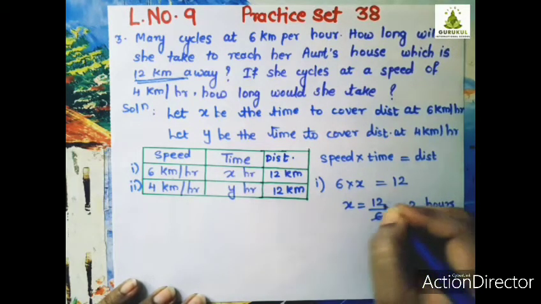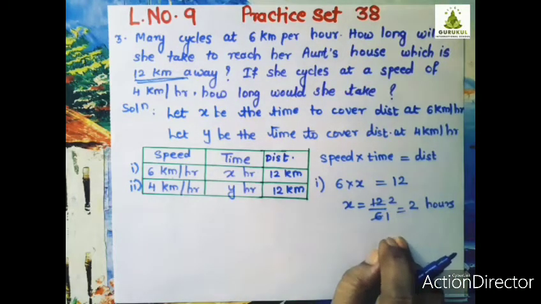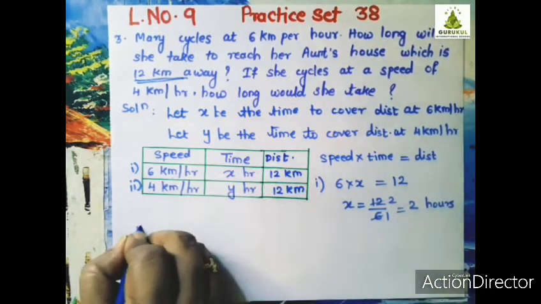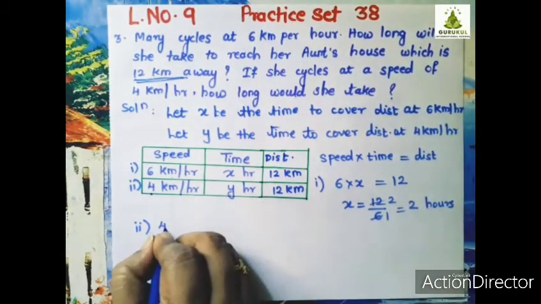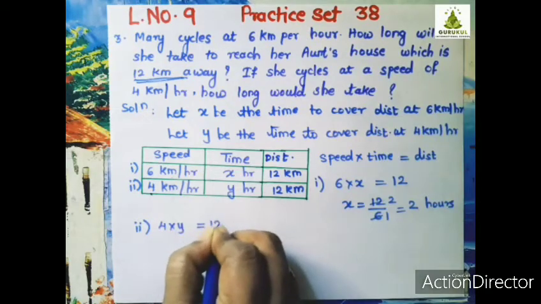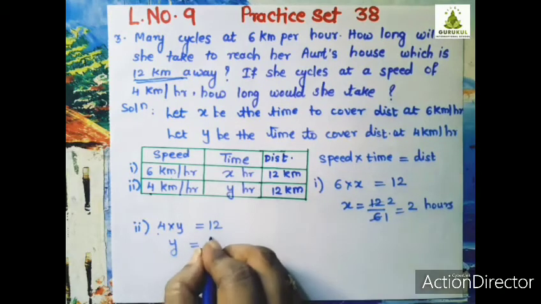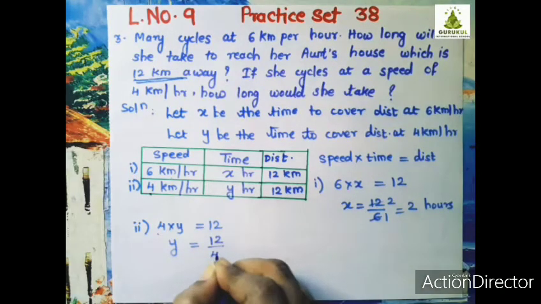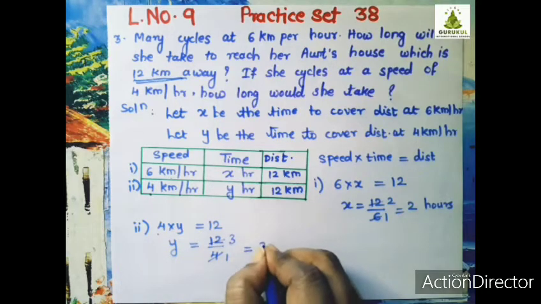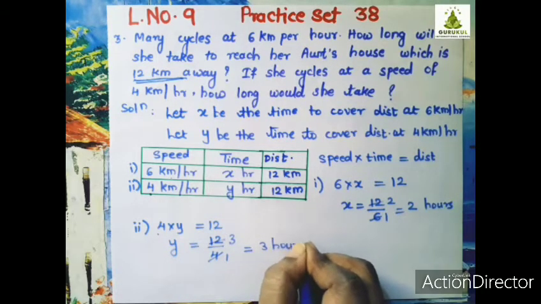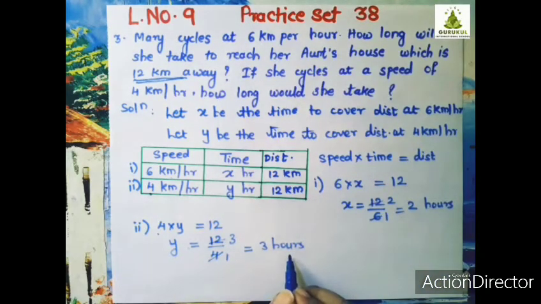How did 2 come? 6 ones are 6, 6 twos are 12. So x is equal to 2. The second one we will solve the same way, that is 4 into y is equal to 12. Find out the value of y by shifting 4 to the right hand side. So 12 divided by 4. 4 ones are 4, 4 threes are 12, which is equal to 3 hours. So we get two values, x is equal to 2 hours and y is equal to 3 hours.